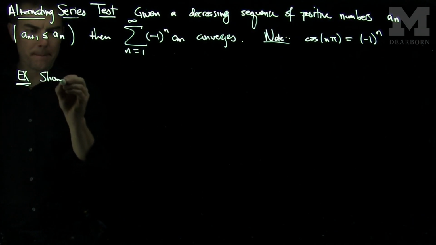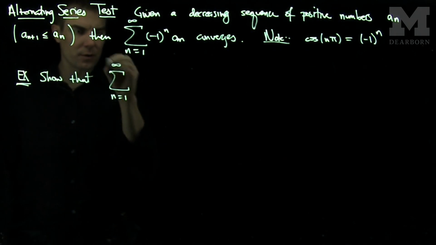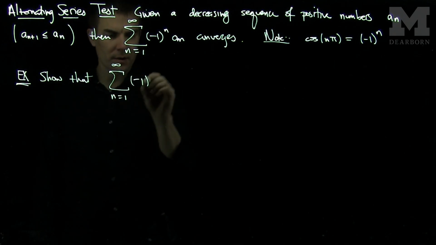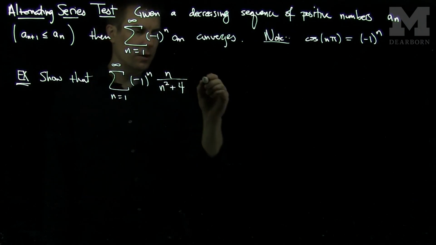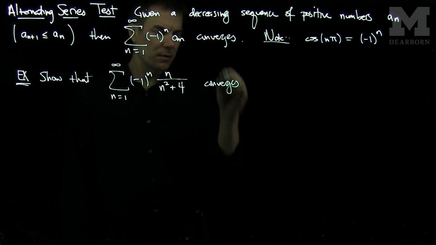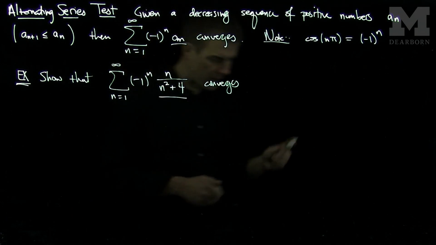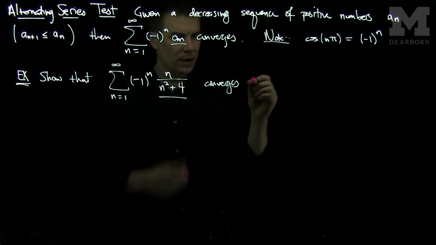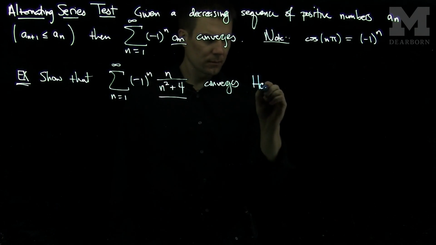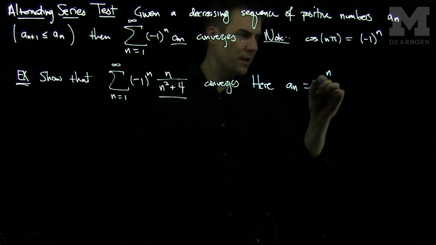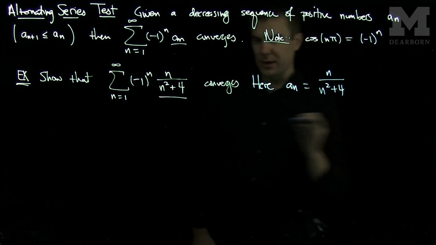Let's show that the sum from n equals 1 to infinity of (-1)^n times n over n squared plus 4 converges. Our sequence a_n is explicitly given to us in this problem. Here, a_n is n over n squared plus 4. We need to check that this is decreasing.